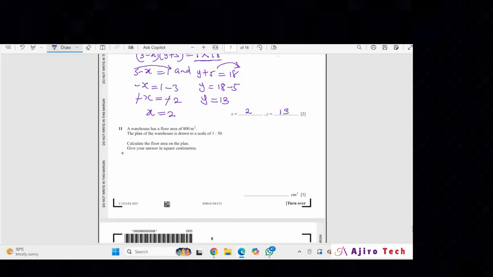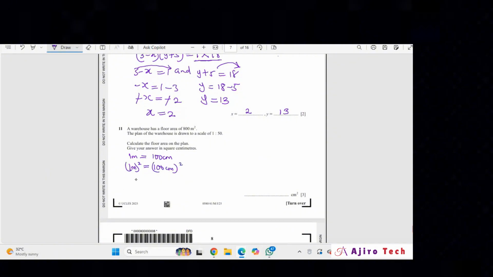So question 11. A warehouse has a floor area of this. The plan is this. So if you look at it, the plan of the warehouse is drawn to a scale of 1:50. Calculate the floor area on the plan. Give your answer in square centimeters. Simple. We know that 1 meter is equal to 100 centimeters. This is from our elementary. So if we take the area, 1 meter squared is equal to 100 centimeters squared.